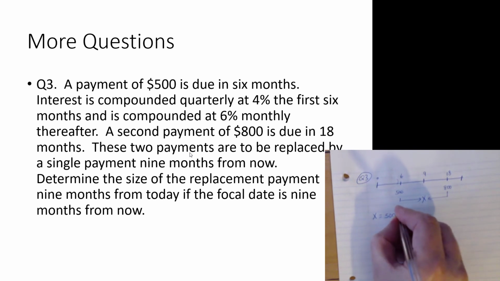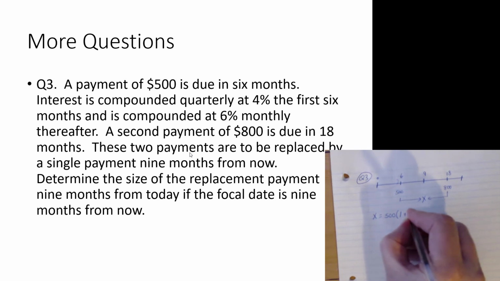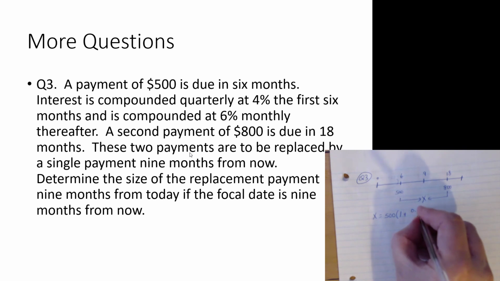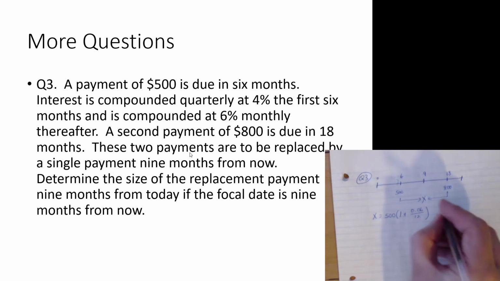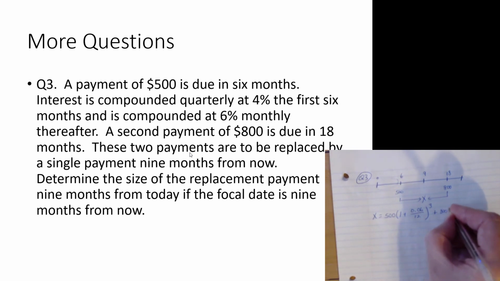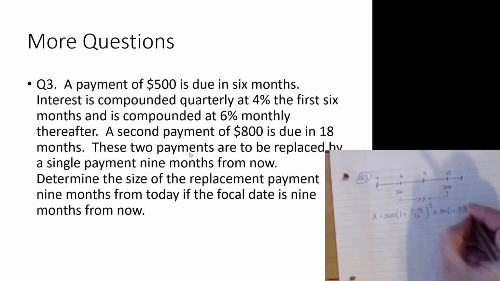Future value of the $500, 1 plus, what's the interest rate? 6%, 0.06. And that one's a monthly one, so divide by 12. How many months from month 6 to month 9? That's 3. It's positive because it's a future value. I add to that the $800 payment, which is 1 plus 0.06 divided by 12. We go into the past 9 months. It's a present value, so it's a minus 9.